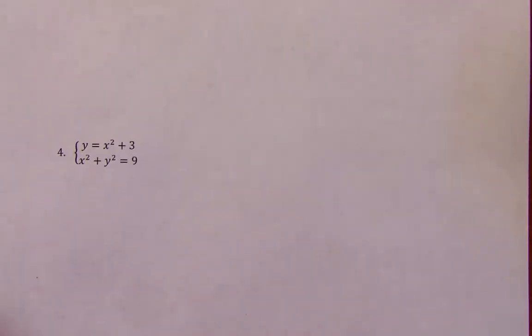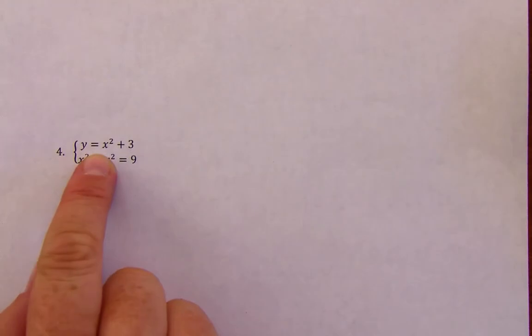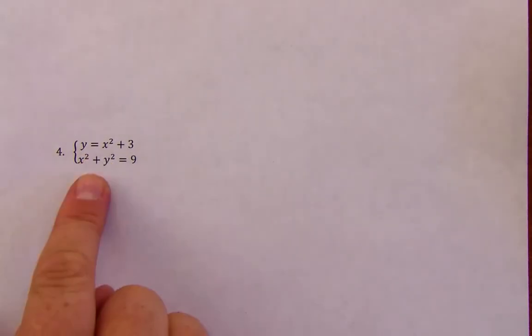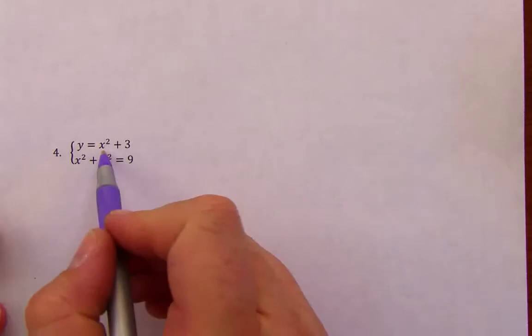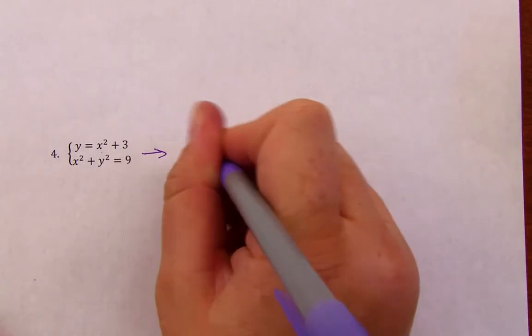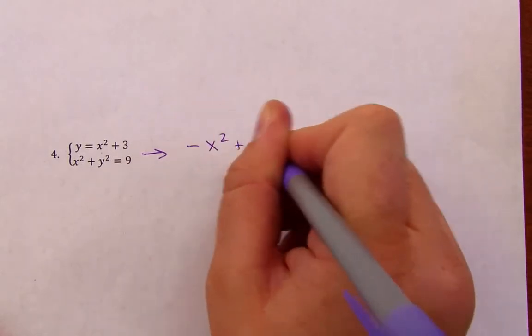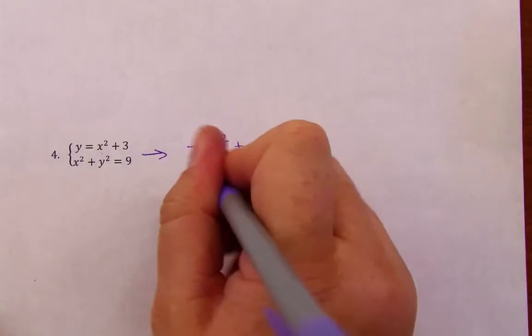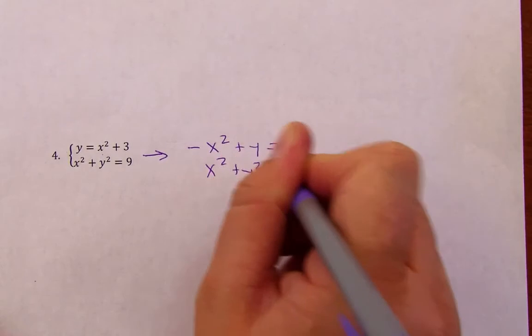Now looking at this next example, this is our last example in this section. One of these is a quadratic or a parabola, and the other one is going to be a circle. So let's go ahead and go through the process. It looks like it's set up for substitution, but I think I actually am going to use the elimination method. I want to cancel out my x squareds. So if I subtract this to the other side, I have -x squared plus y equals 3. In the bottom equation, I can leave the same.